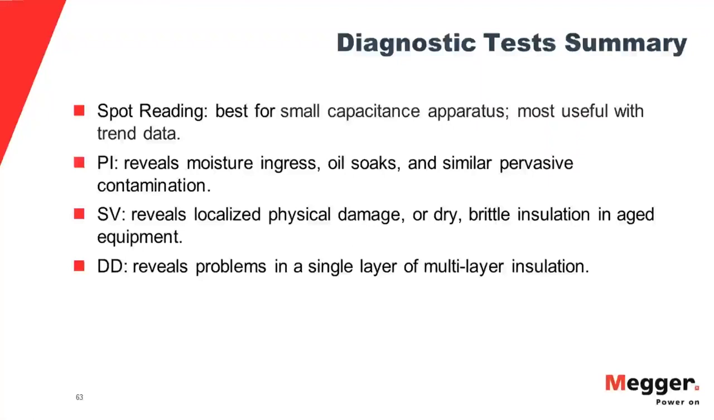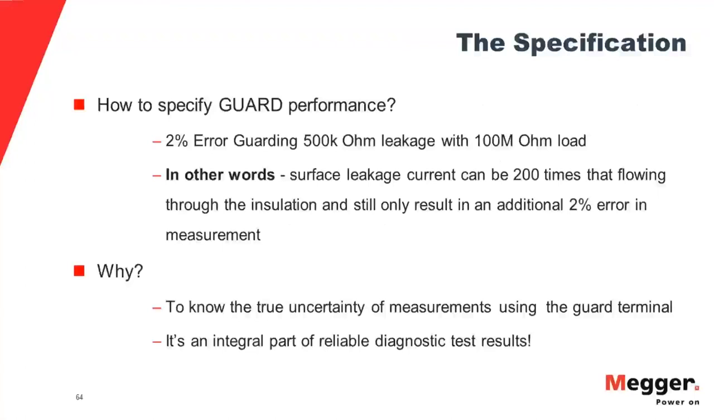So notice your different test procedures tell you different things that you can look for. So your spot reading test, you have to look at a number and make a determination. Your PI is a good test for general pervasive problems like moisture. Your step voltage is a good test for things like localized mechanical damage, brittle, cracked, or pinhole insulation. And your dielectric discharge looks at multi-layer insulation that has a bad layer in between good layers, which can be hard to detect.